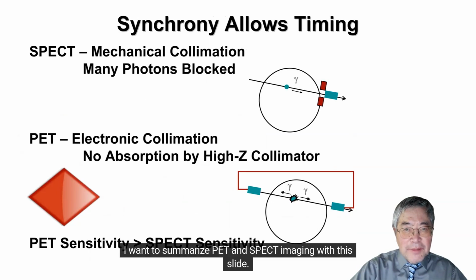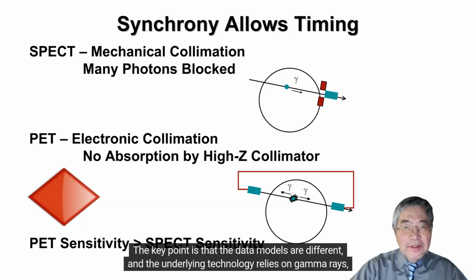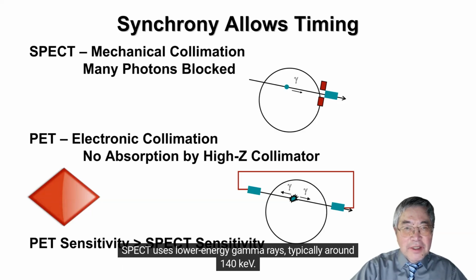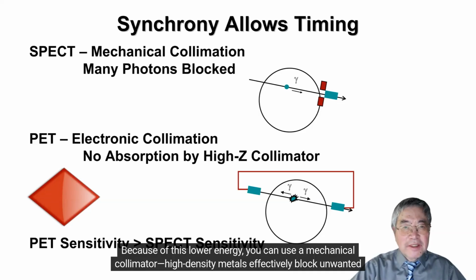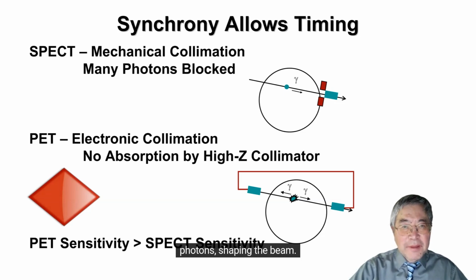I want to summarize PET and SPECT imaging with this slide. The key point is that the data models are different and the underlying technology relies on gamma rays, but at very different energies. SPECT uses lower energy gamma rays, typically around 140 keV. Because of this lower energy, you can use a mechanical collimator. High-density metals effectively block unwanted photons, shaping the beam.